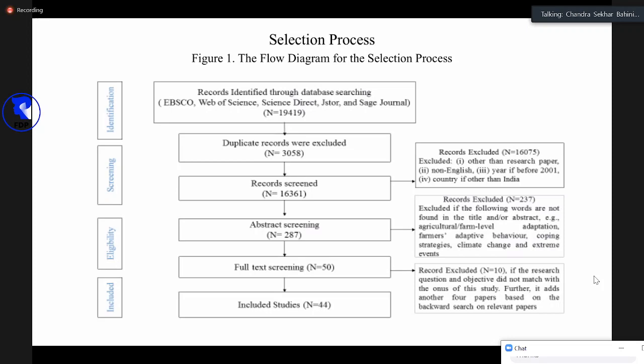Now we have to go through the title as well as the abstract of the 287 papers. We decided that we will exclude the papers if the following words do not appear in the title as well as the abstract.